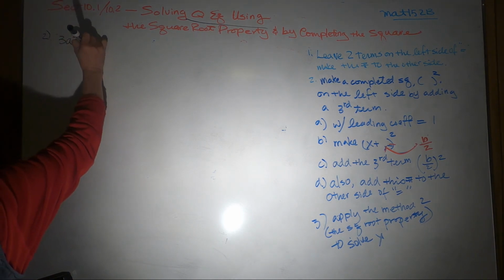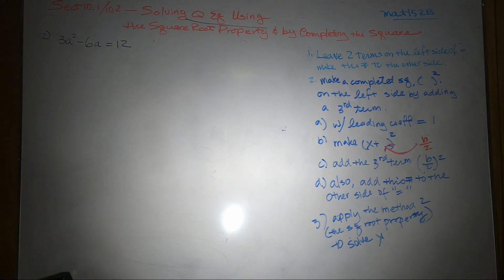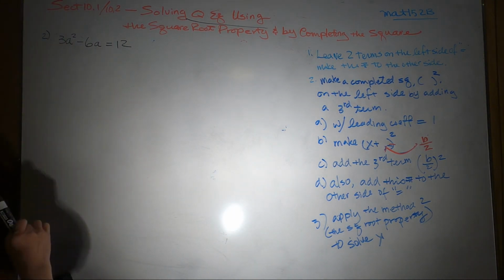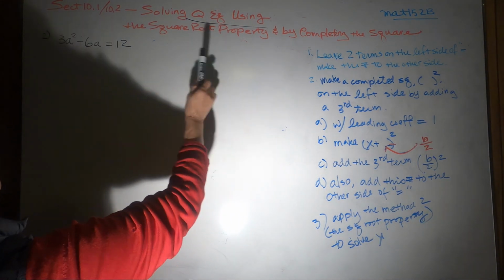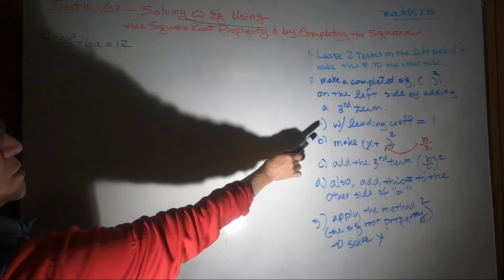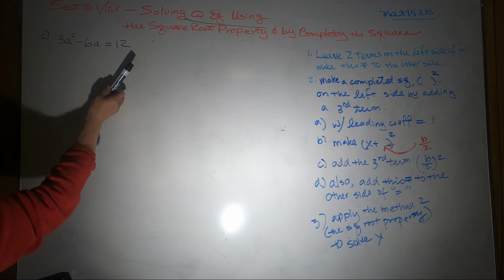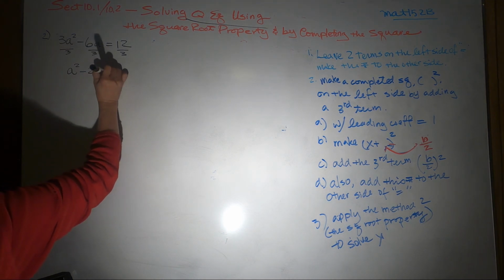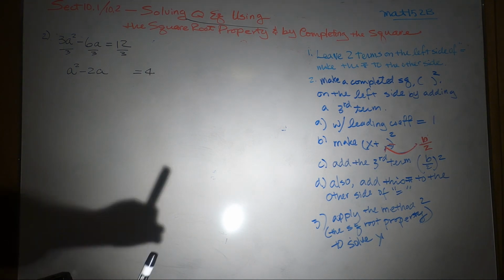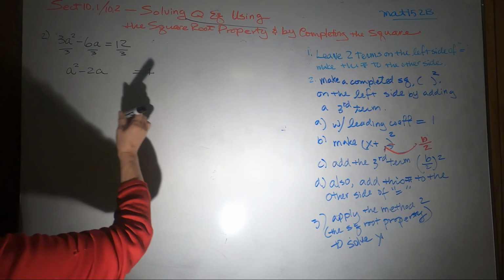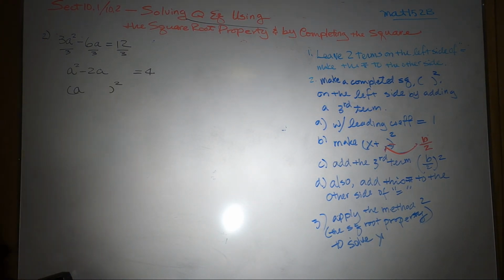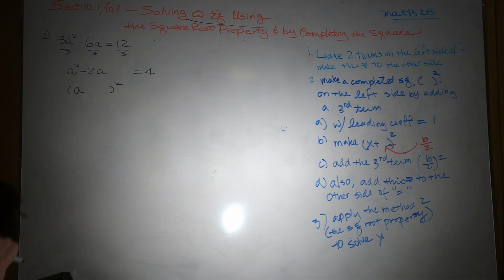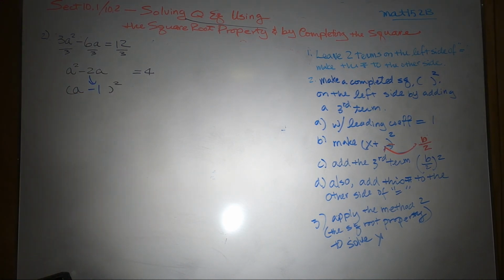3a squared minus 6a equals 12. Okay? First step. Leave two terms on one side, leave the number on the other. We did. Then we are going to make a complete square on this side. But we want the leading coefficient to be 1. So how can we make the leading coefficient 1? Divide by 3, right? So we have a squared minus 2a equals 4, right? Leading coefficient is 1. Then we want to make a complete square like this, a with a number. Then this number will be half of b. So b is negative 2, so half of b will be negative 1, right?